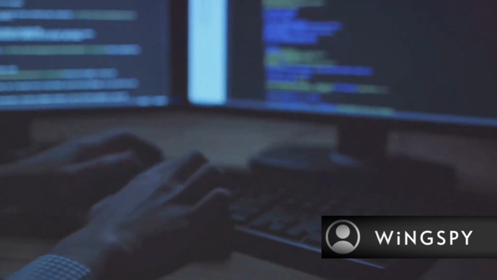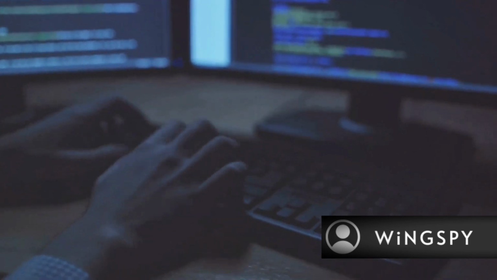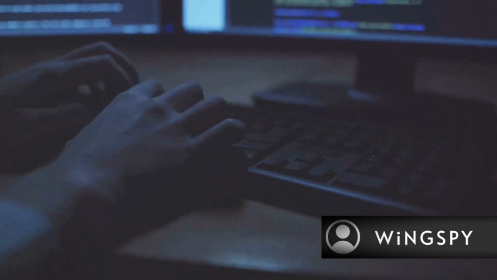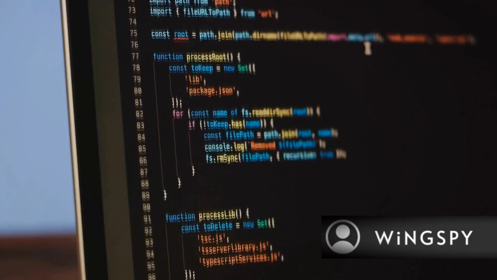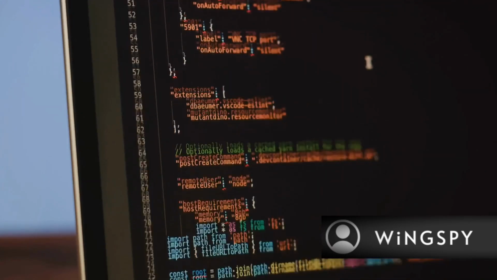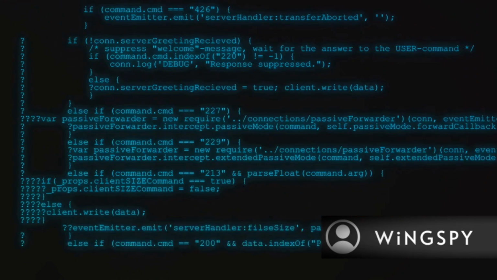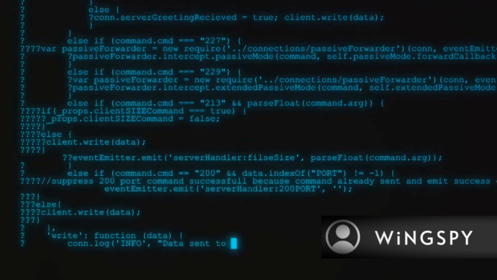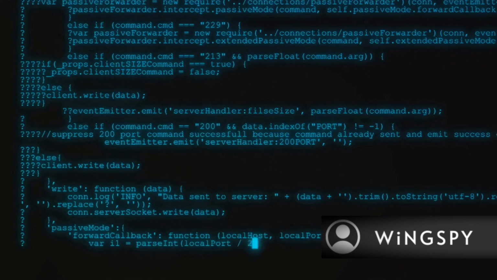They occur when an application receives more data than it can handle, causing it to overflow its allocated memory space. When this happens, an attacker can overwrite the application's memory with their own code. This can lead to system crashes, data corruption, and even give the attacker control over the system.